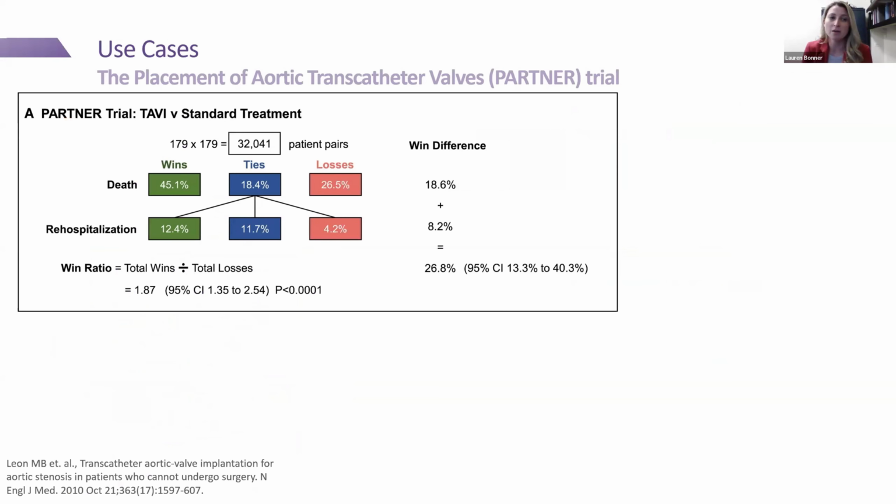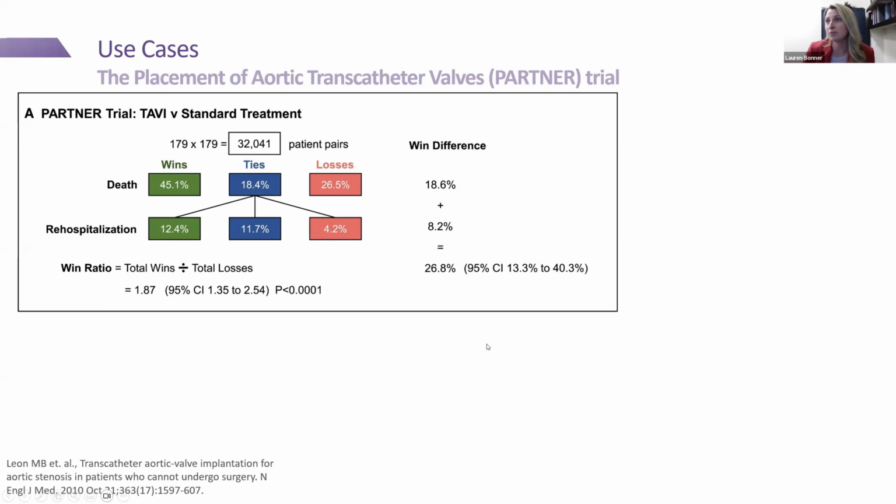So there have been a number of use cases, primarily in the cardiology space. That was really where the first paper, the Pocock paper, was published, and really where it's been used most often to date. So this PARTNER trial was a randomized trial comparing transcatheter aortic valve implantation versus a standard therapy. And it was really the first trial to use this hierarchical method that was later coined the win ratio. And so for their win ratio algorithm, they considered 2 endpoints, death and rehospitalization.